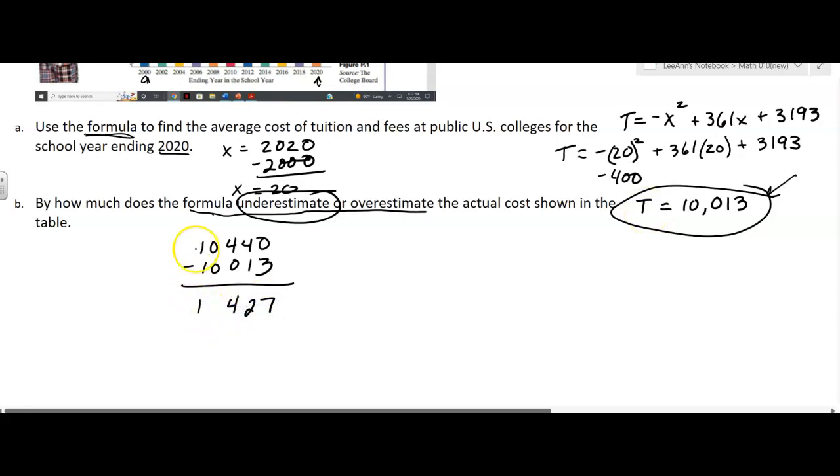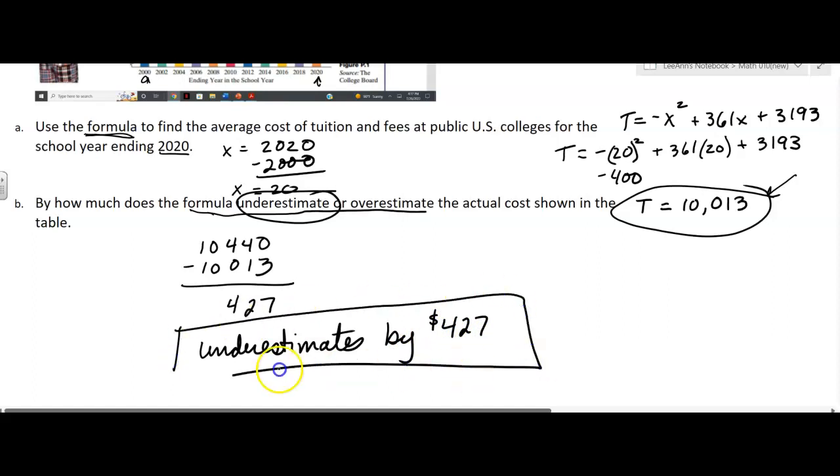Oh, let's get an eraser here. This is already a long video. So it looks like it's underestimating by $427. Okay. Now maybe in another year it might be different, might be more accurate.